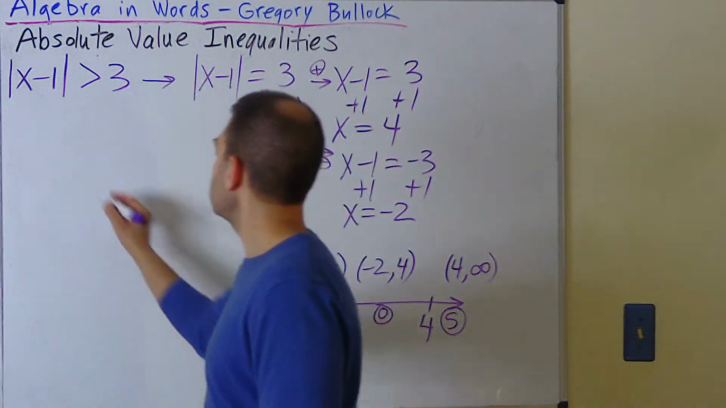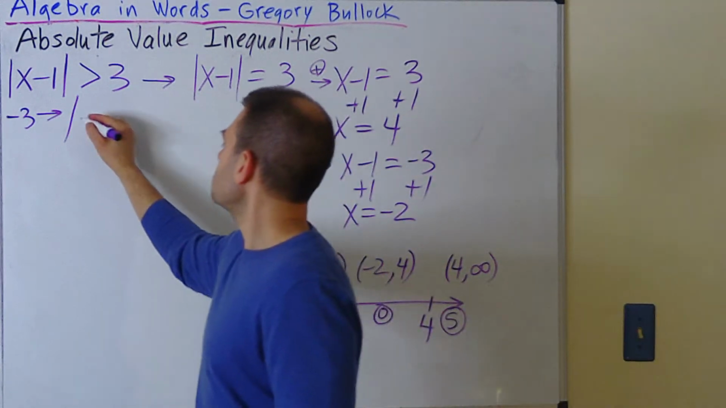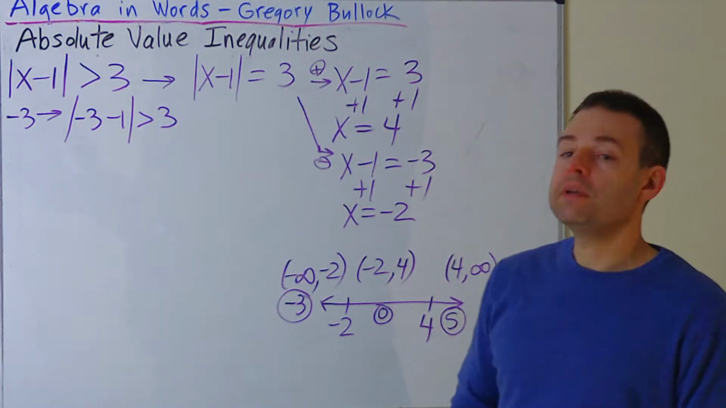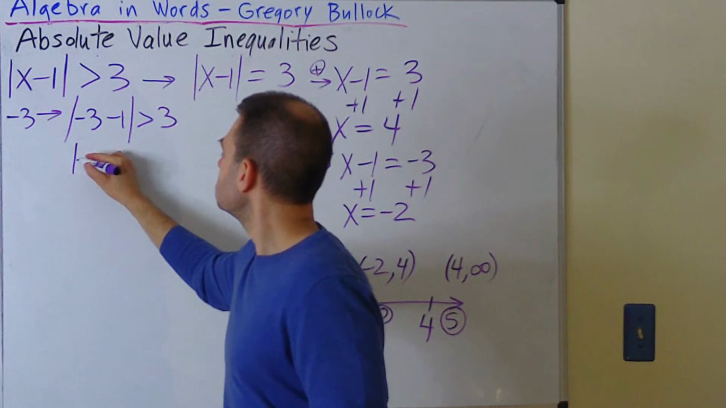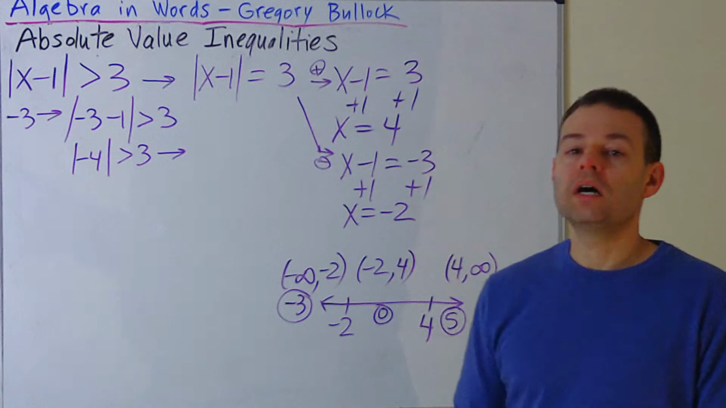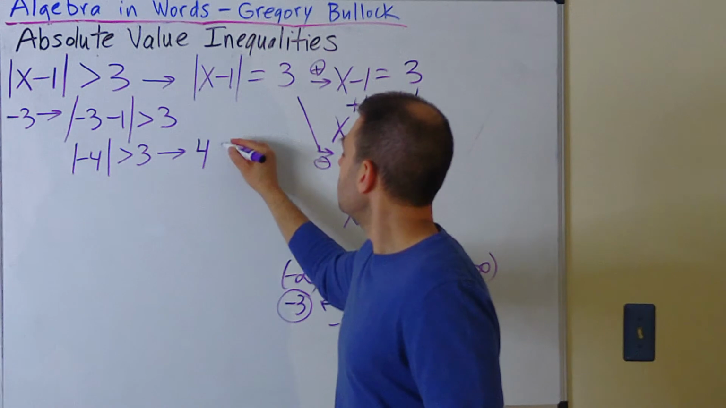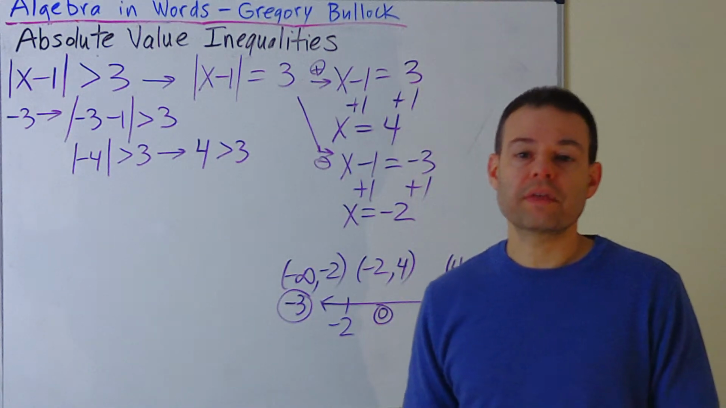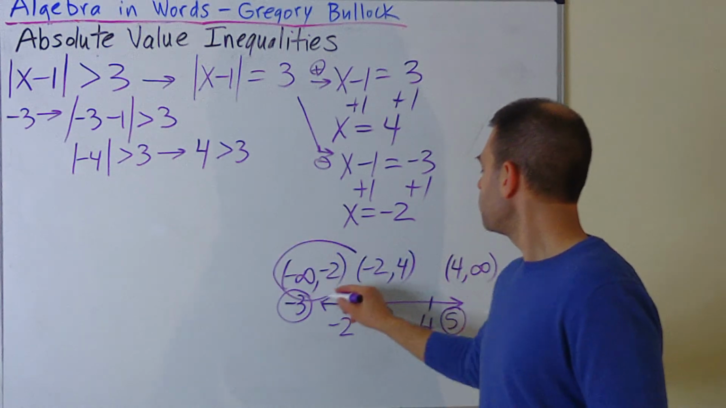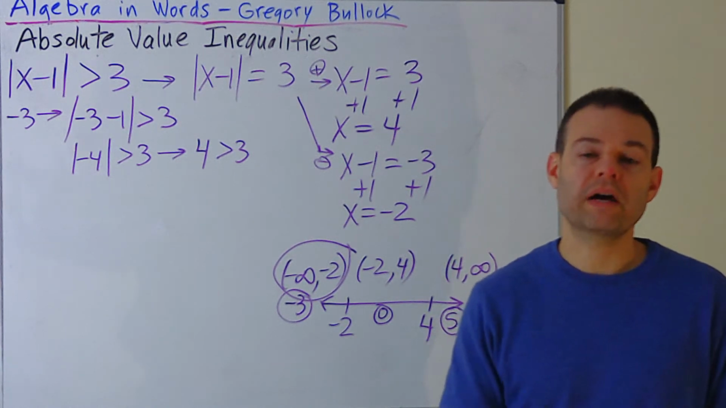So let's start with negative 3. And negative 3 for x, negative 3 minus 1 is negative 4. And let's just move it to the right. When you take the absolute value of negative 4, it becomes positive 4. Is 4 greater than 3? Is that a true statement? Yes. So what does that mean? We keep the region that that test point comes from for our final answer.